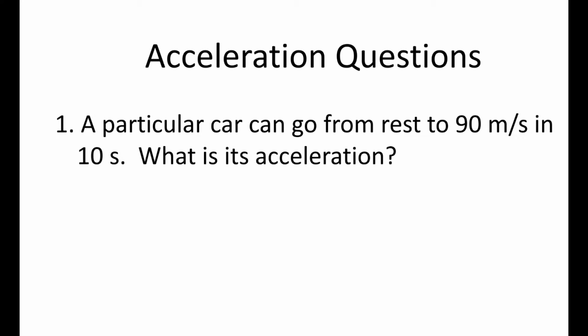Right? A particular car can go from rest to 90 meters per second in 10 seconds. What is its acceleration? 9 meters per second. When you do acceleration, it's going to be the final velocity minus the initial velocity over time. So final is 90 meters per second minus 0 meters per second, since it starts from rest, over 10 seconds. So we get 9 meters per second.